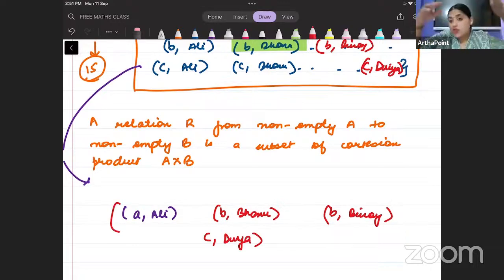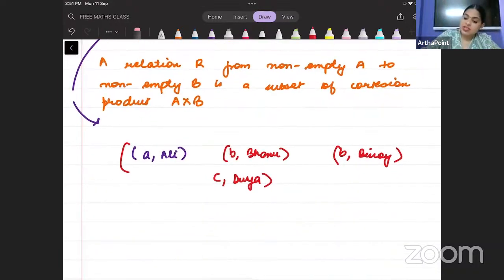So out of those 15 elements which are created in the Cartesian product, I taught you how to make a Cartesian product in the last class. Out of those 15 elements that are there in the Cartesian product, I am going ahead and taking 4 elements. I picked up 4 elements from the Cartesian product.